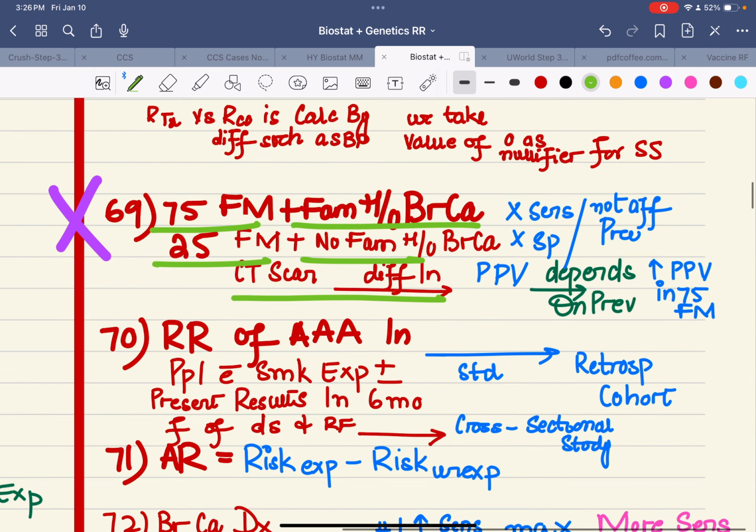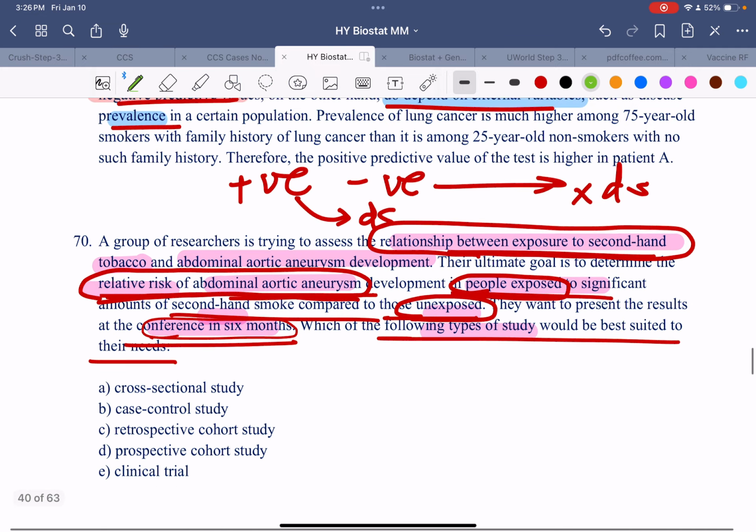What's the difference? Difference can be of PPV because it is dependent on the prevalence, right? So the patient who is 75 female and has a positive family history basically has greater PPV. And what is not affected by the prevalence? Specificity and sensitivity.